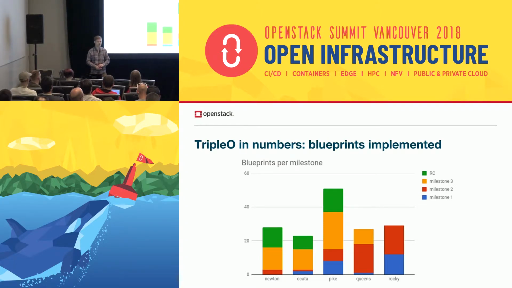Something interesting in Rocky is that by the end of milestone 1, we closed, as far as I remember, 15 blueprints. That's pretty high compared to the previous releases. Milestone 2 is still ongoing, so we are still looking at closing more blueprints. So far so good for the Rocky cycle.